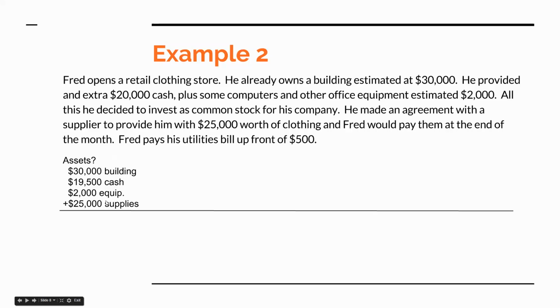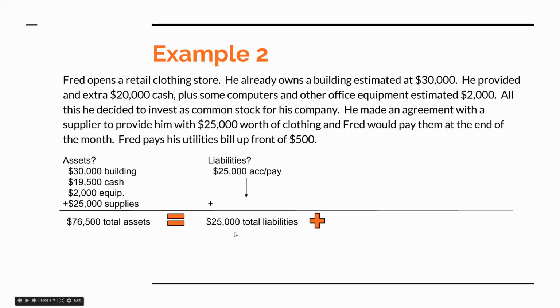Next we come to equipment, and that's $2,000, and then clothing of $25,000. And that brings our total assets to $76,500. Next, Fred only has one liability, so this is going to be pretty easy. That liability is $25,000.